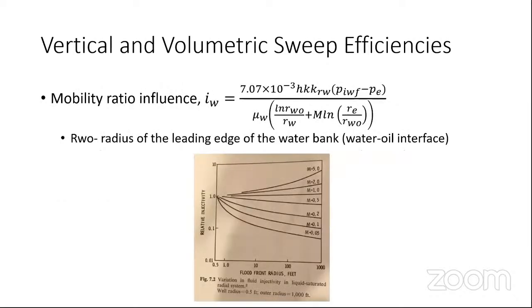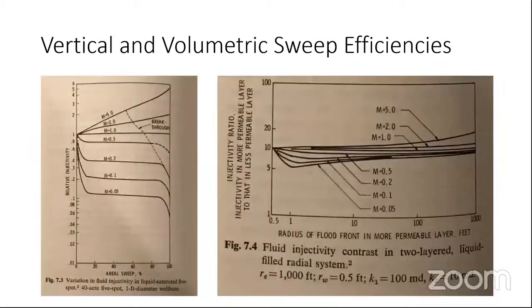So then you have the mobility ratio influence, which is this relation right here. And then RWO is the radius of the leading edge of the water bank, the water-oil interface. The chart below shows the relative injectivity at different flood fronts under different mobility ratios. Then you have other charts here where you have a variation of fluid injectivity in the liquid-saturated 5-spot, 40 acre 5-spot, and a 1 foot diameter wellbore. And then you have fluid injectivity contrast in a 2-layered liquid radial-filled system.